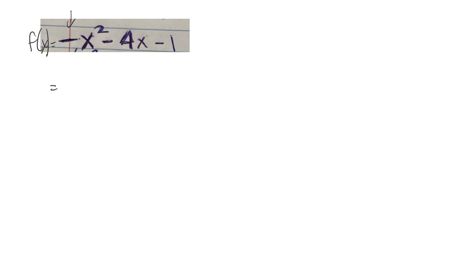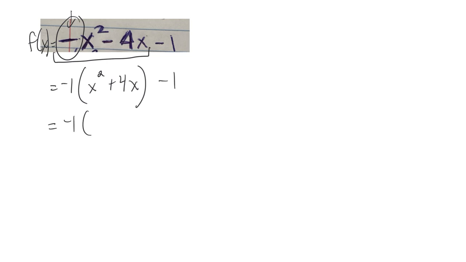So if you're going to complete the square with this one, you have to factor out anything that's in front of the x squared. So I'll factor -1 out. That'll leave me with x squared plus 4x. And then we leave the -1 outside. We don't factor the -1 out of that. We just factor it out of this. We'll leave the -1 there. Okay, and then complete the square.